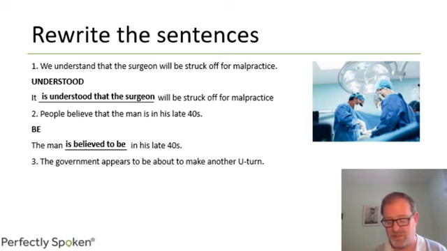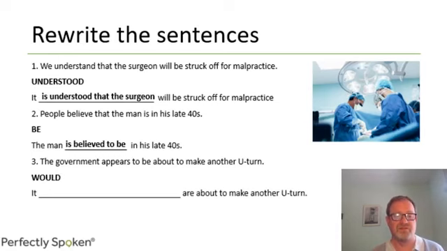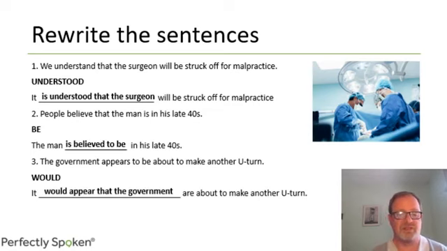360 degrees turn. The government appears to be about to make another U-turn with would. So remember, we have the further distancing with would, and it would appear that the government are about to make another U-turn. They're going to completely change the policy or tear up the policy that they've got. It would appear that the government are about to make another U-turn.